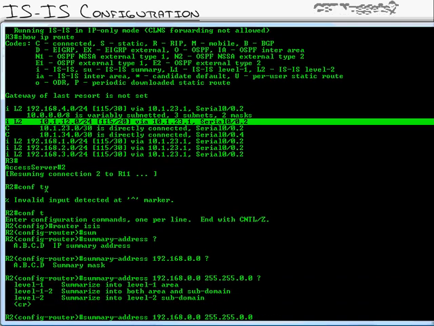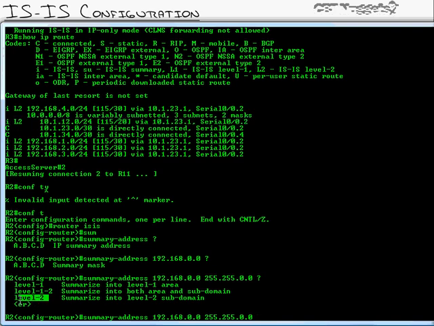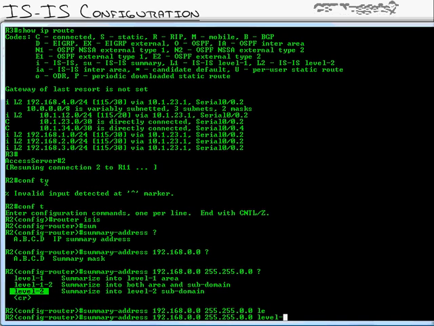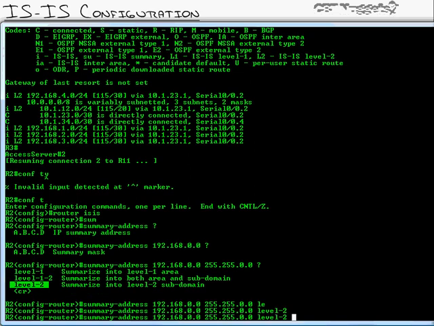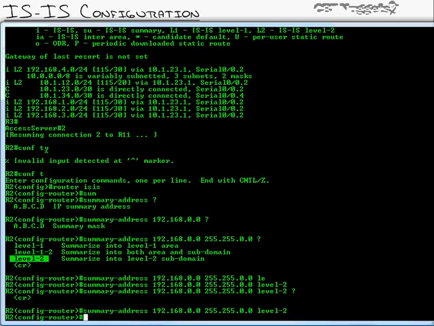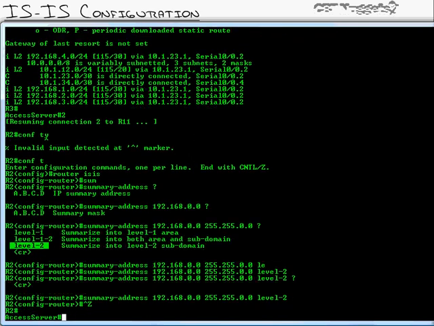Now it's going to ask me the question, where do you want this summary to go? By default, it's only going to go in the level 2 database because Cisco realizes that's where your summary routes happen. You're going to be summarizing your level 1 database into the backbone, into the level 2 database. But for good measure, we'll type it right here. We'll say level 2 will be where the summary address goes, just to show you there's no other syntax after that. We are now injecting a summary address into the level 2 database.